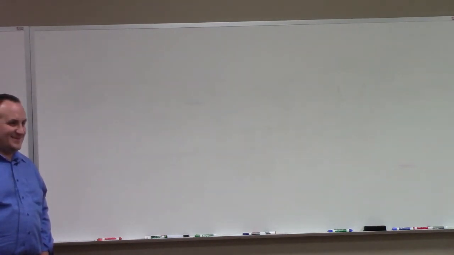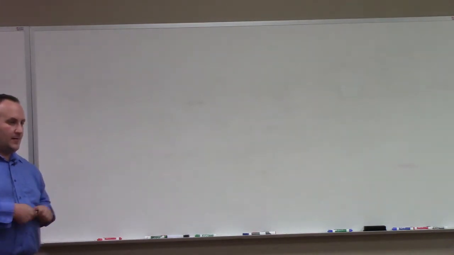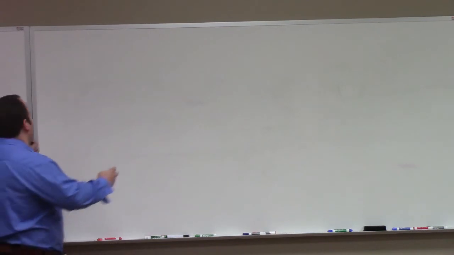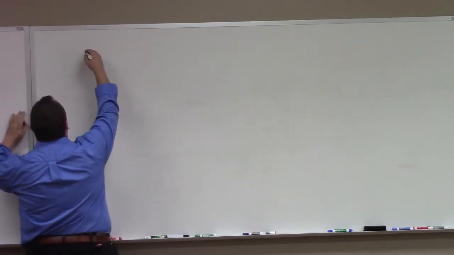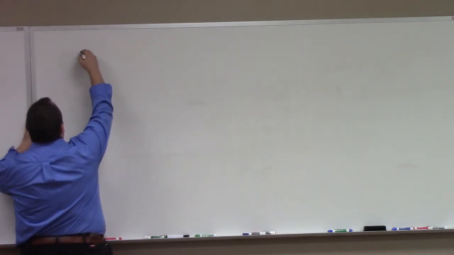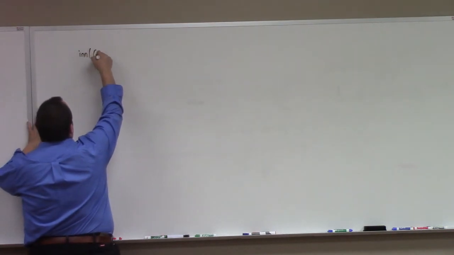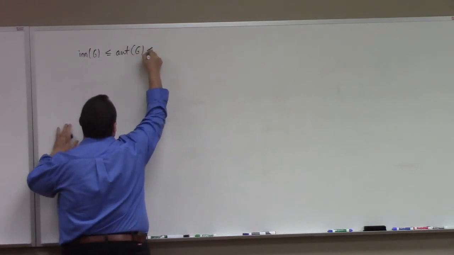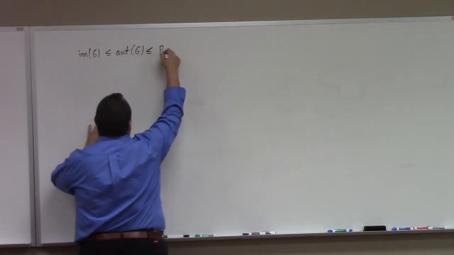I guess, could you prove the theorem that you showed us the other day? I guess it would be a good test proof. It's the inner automorphism. Oh, yes, that would be a good one. So the statement was Inn G was a subgroup of Aut G, which was a subgroup of the permutations on G, right?